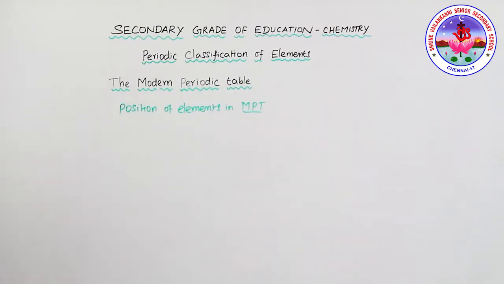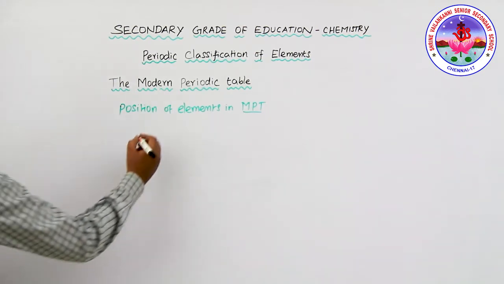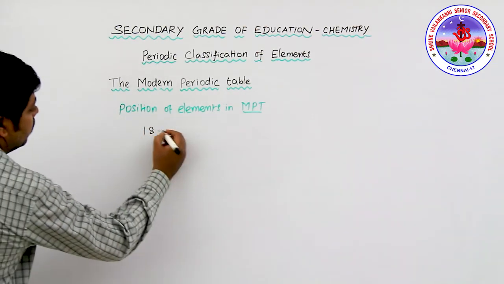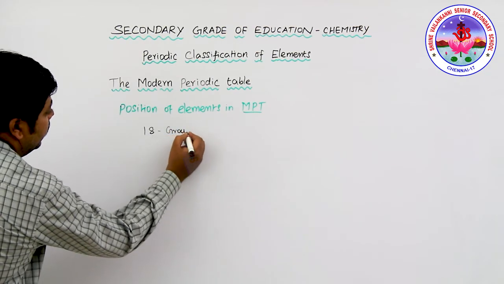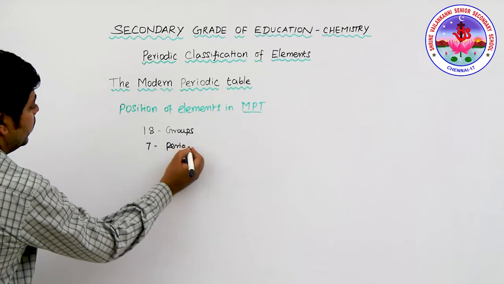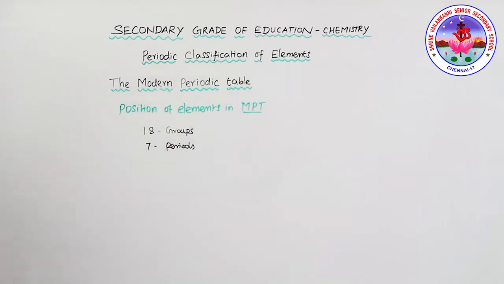Now, the position of elements in the modern periodic table. See, the modern periodic table has 18 vertical columns. The 18 vertical columns are called groups. There are 18 groups. Then there are 7 periods, that is, the horizontal rows are called periods. So this is the modern periodic table arrangement.